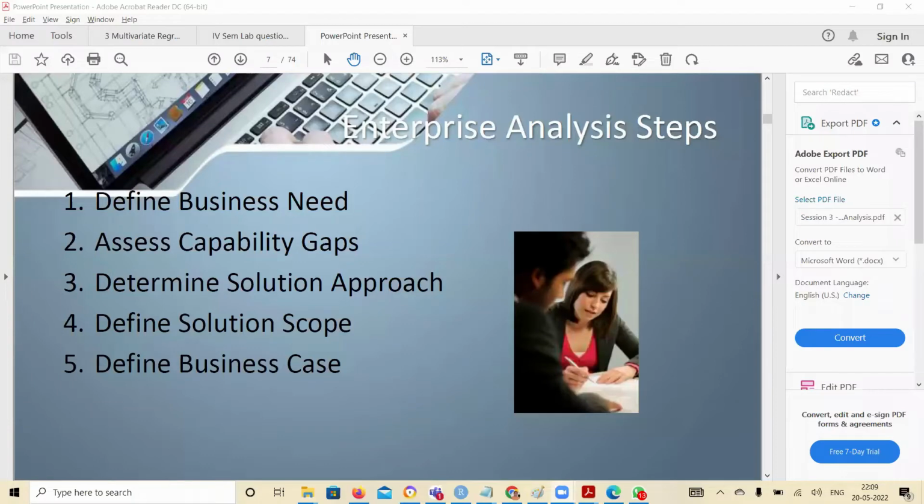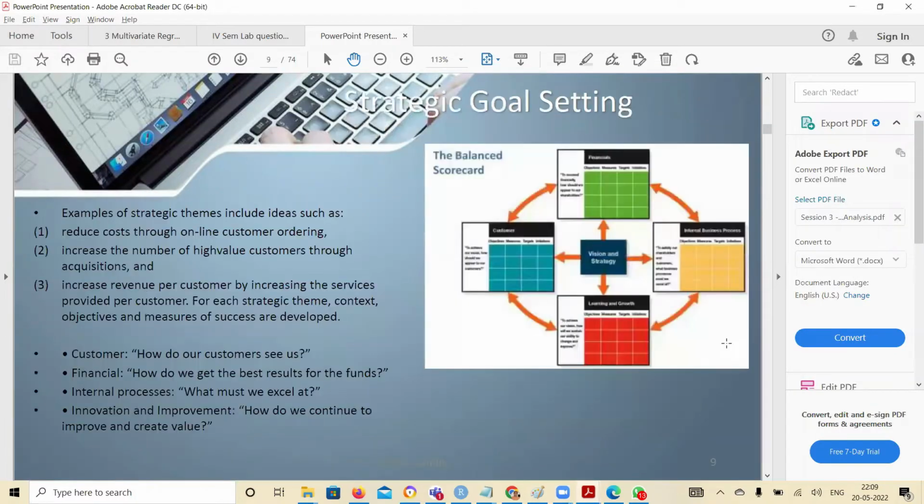Okay, so first we discussed defining the business need, right? And in business need, we spoke about strategic goal setting. This is the very first step and also kind of the very last step, because in the first step we create this document, and at the last step we come back to verify whether whatever we have done is correct, or does it match the goal that we had set?